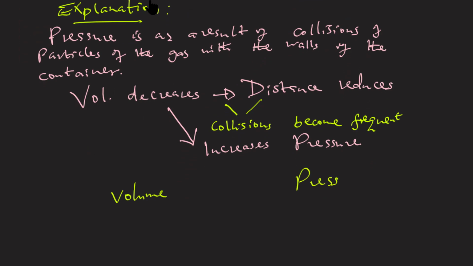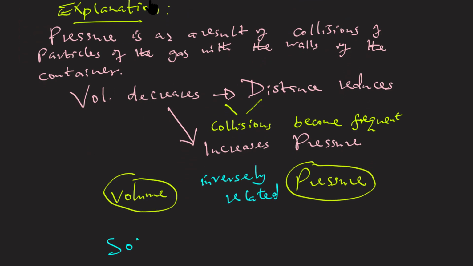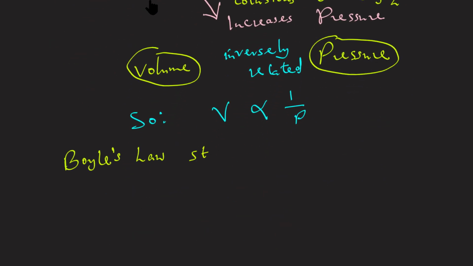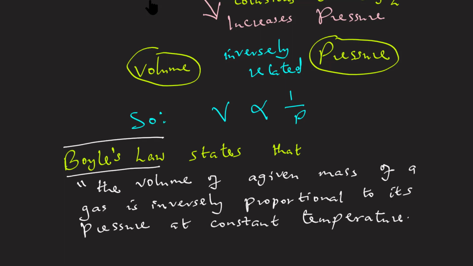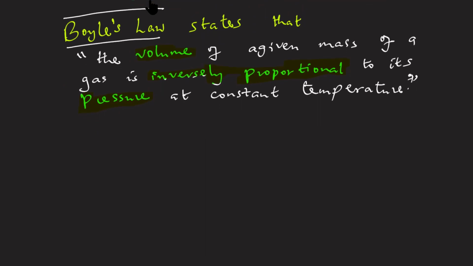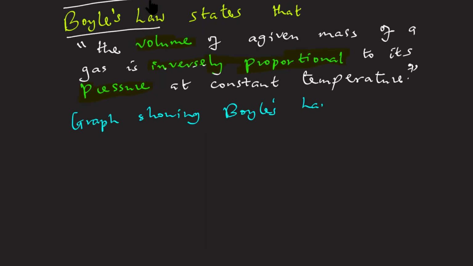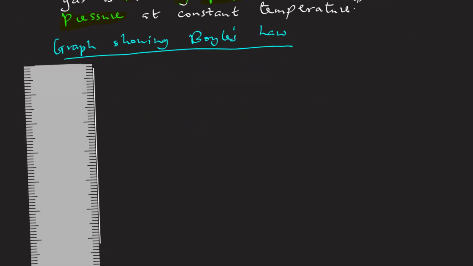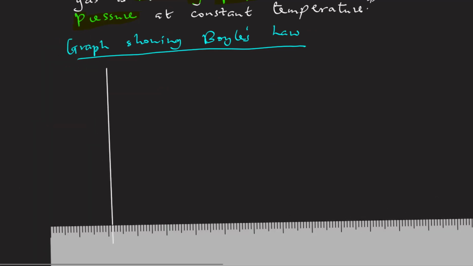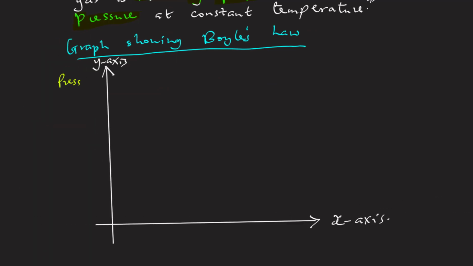The above relationship between pressure and volume gives rise to what we call Boyle's Law. This law can be stated as follows. The volume of a given mass of a gas is inversely proportional to its pressure at constant temperature. If we plot a graph of pressure versus volume when the temperature is kept constant, we will see the following diagram.